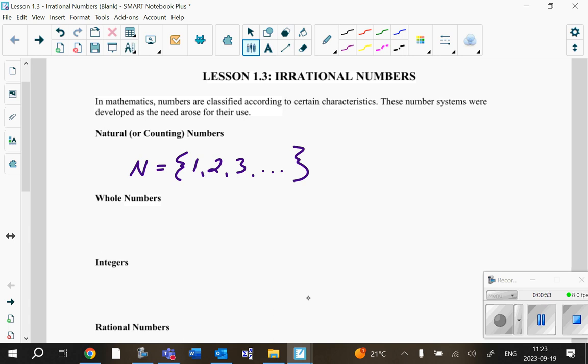How about the whole numbers? Very close to the counting numbers, except there's one additional number, 0. So the whole numbers start at 0 and go up by ones. And that's how we can show it using fancy math notation.